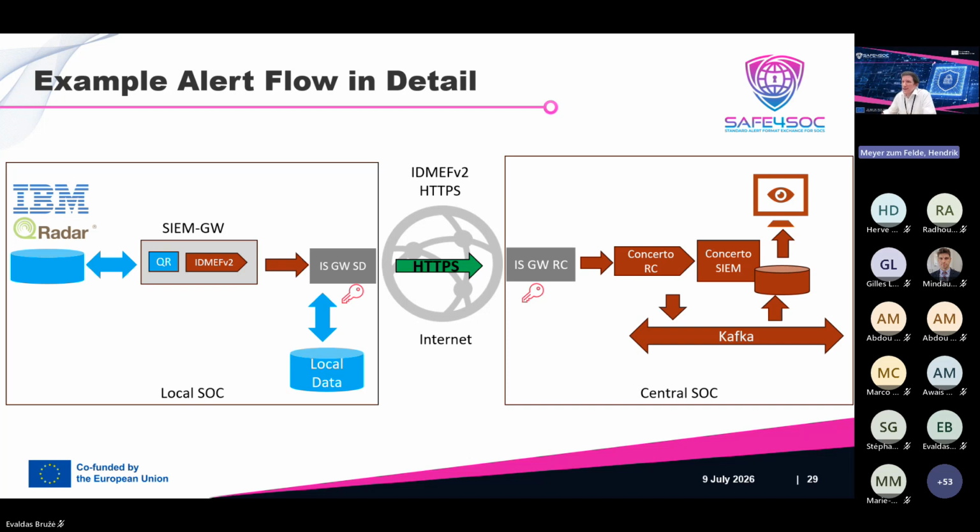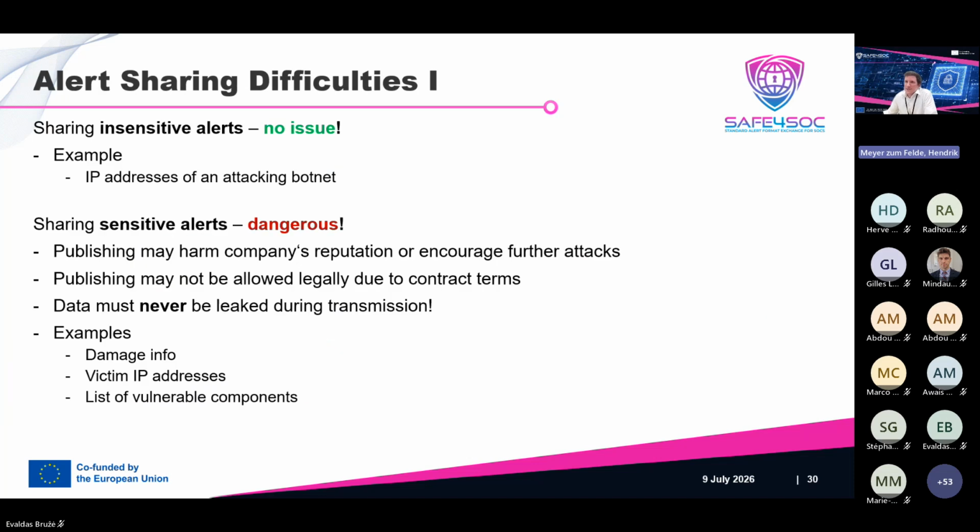Before I go into more detail, I have to say some things about the background. Because as you all know, if you're working in the field, sharing alerts is really difficult. There are some cases where it's not that difficult. For instance, if you just want to share some insensitive alert, like you have a botnet attacking you and you just want to share the IP address of the attacker. There's no harm in doing that. There's no sensitive information that can harm you.